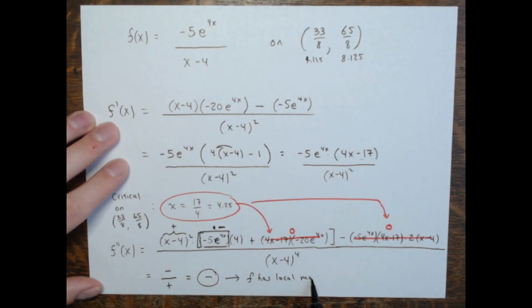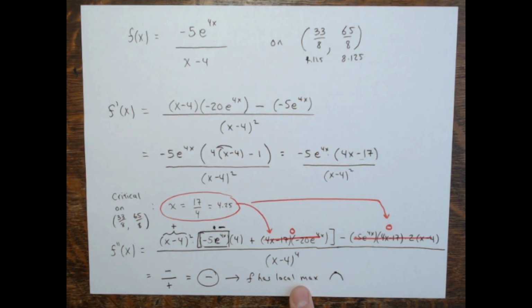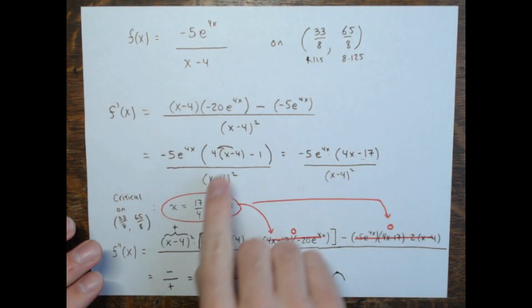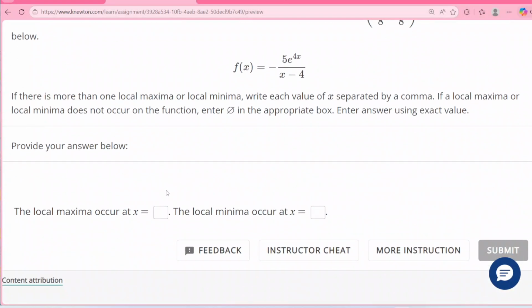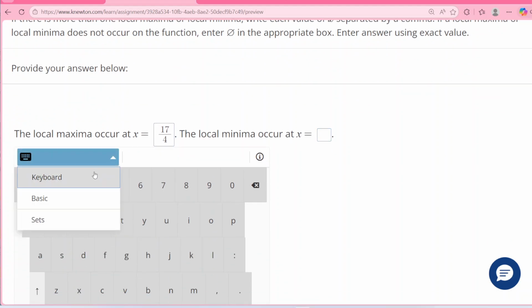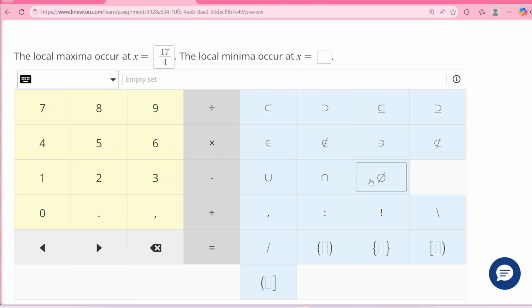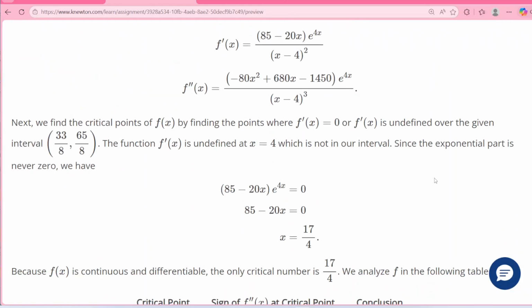All right, so a lot of these problems, it's been a local max, right? You've been at a point on the curve where it's concave down, has a negative second derivative. So it has a local max at this 17/4 value. And again, that was the only critical value in this interval, so no local min, no bottom of a valley. So local maximum occurs at 17/4, no local minimum. So again, I'm going to that sets keyboard and entering that empty set symbol. Great.